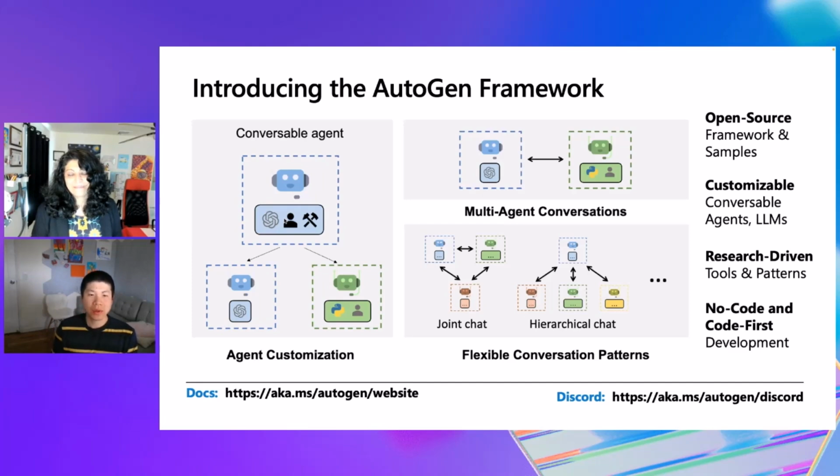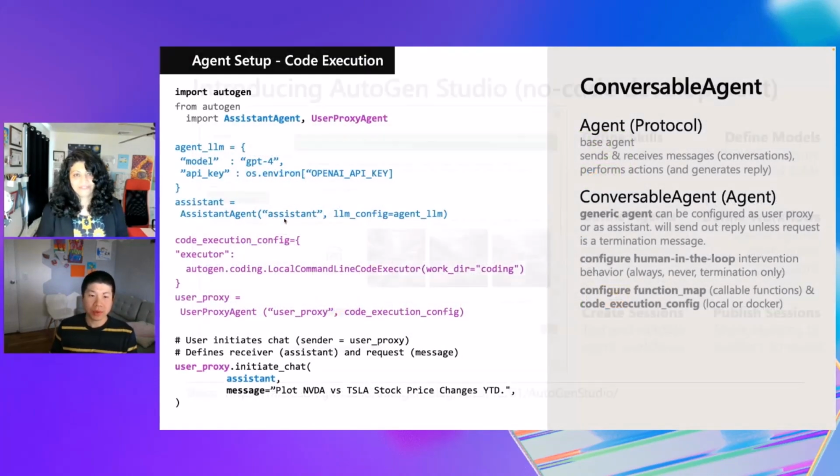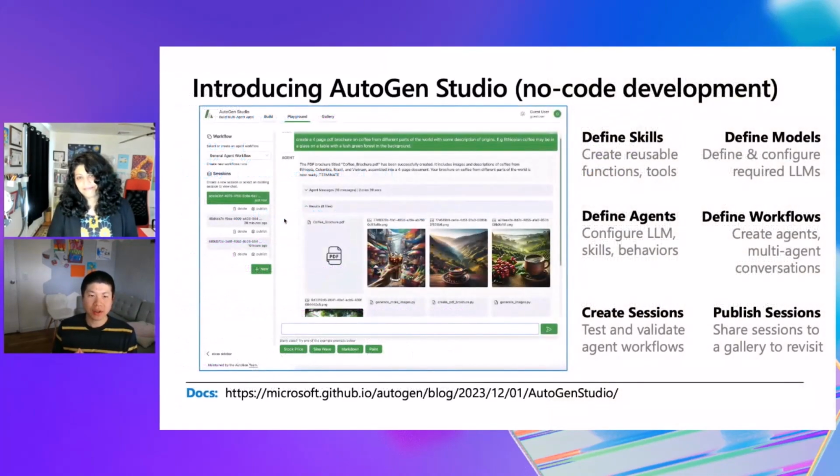So in fact, we also built a low-code environment. It's called Autogen Studio. It provides developers a way to get started with Autogen without writing any code. And the cool thing is that it maps very neatly to the basic concepts of Autogen. And so you can learn about Autogen without knowing how to use the Python SDK first.